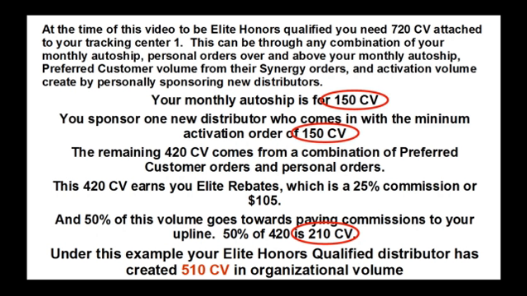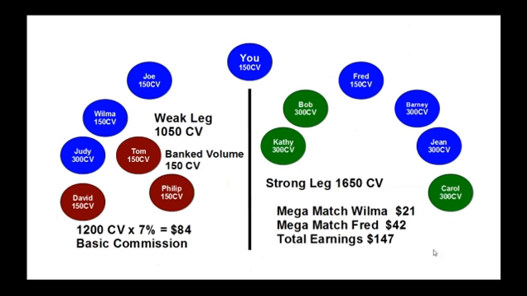is the amount of CV that's attached to your Tracking Center 1 that Synergy looks at for organizational volume to pay out basic commissions, mega matches, and leadership bonuses. And in this case, what happens through the way that they run the Elite rebate program, it would be 510 CV of volume. So just trust me that the number is correct. Now, what does that mean to you?